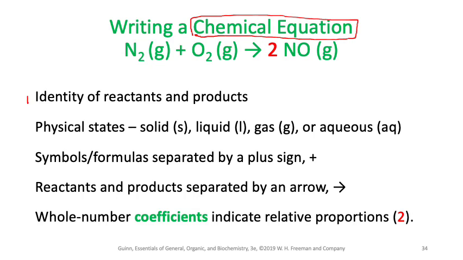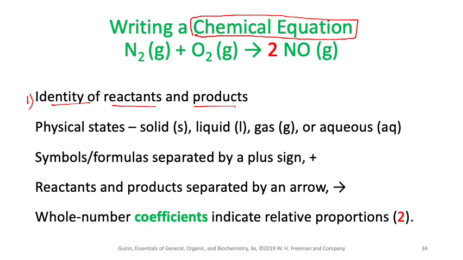The first one is identify the reactant and product. A chemical equation normally tells you which two or more substances are reacting, meaning what are the reactants, and which things are being produced once the reaction is done, meaning what are the products. By looking at the chemical equation, you can easily see which one is a reactant and which one is a product.